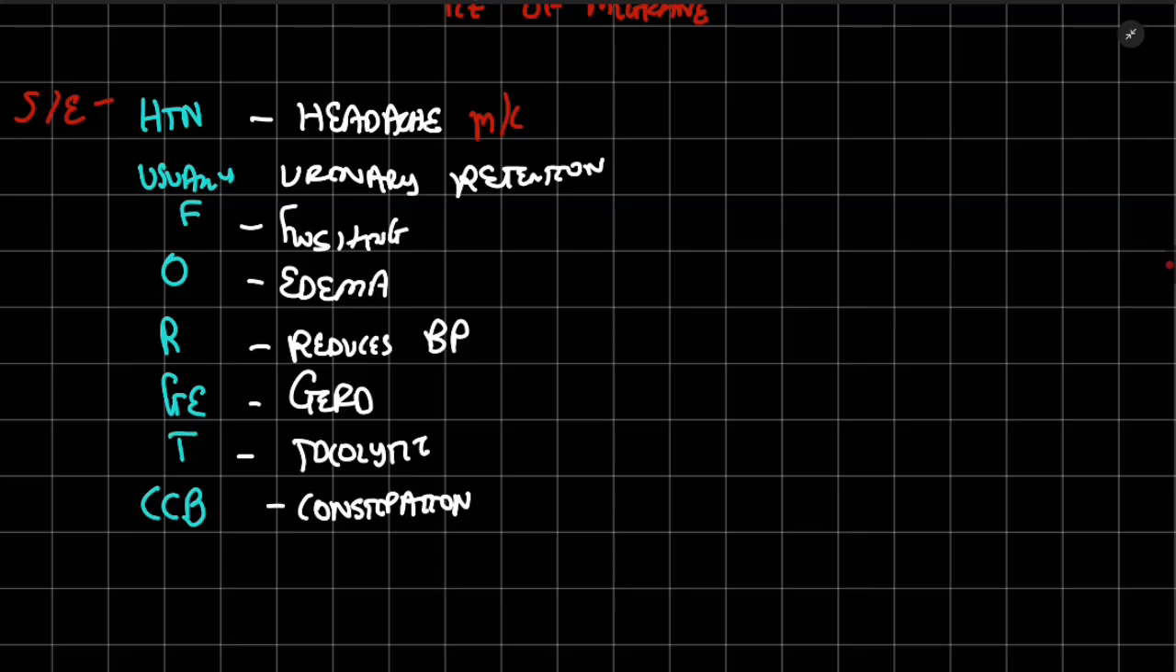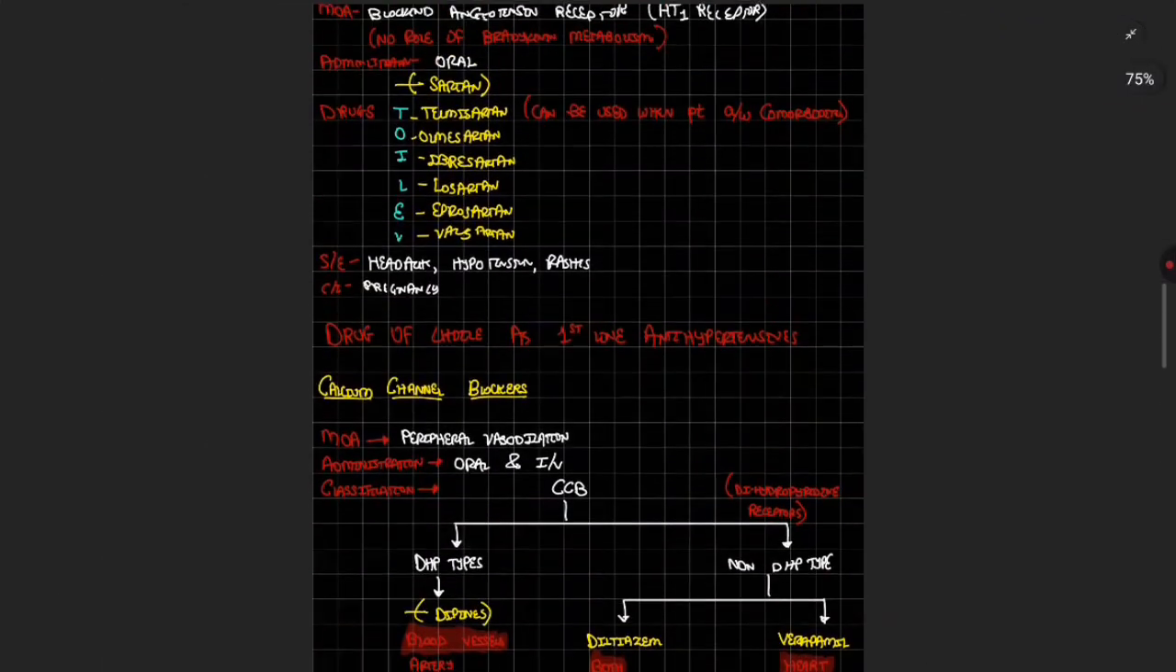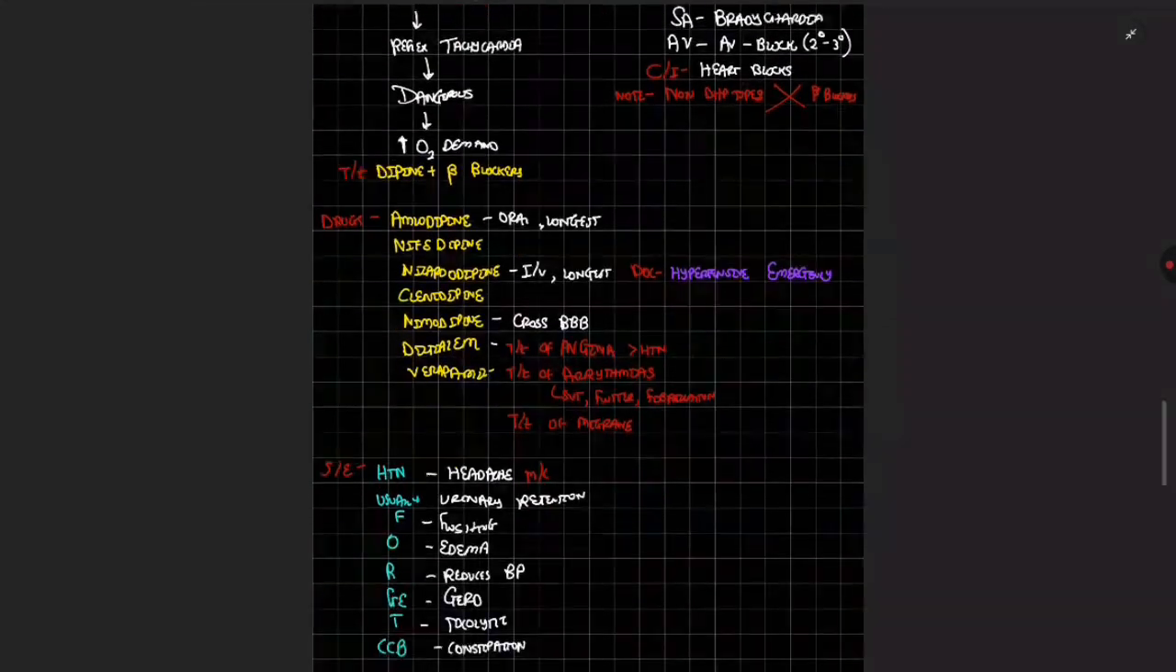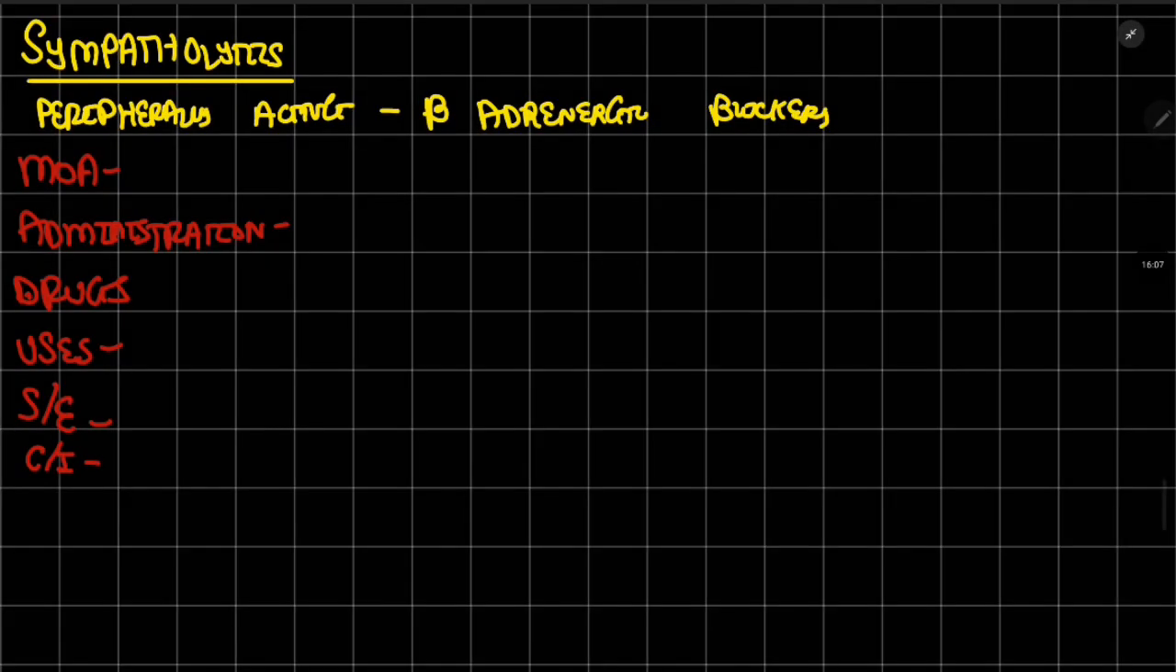Okay, so this was it for calcium channel blockers. Now we will start sympatholytics, and in sympatholytics we will study first the peripherally acting and then the centrally acting. Under peripherally acting we see beta adrenergic blockers. Okay, so these beta adrenergic blockers are commonly called beta blockers, and we have heard about many drugs, which are propranolol, timolol, metoprolol, atenolol, esmolol, which are used frequently.